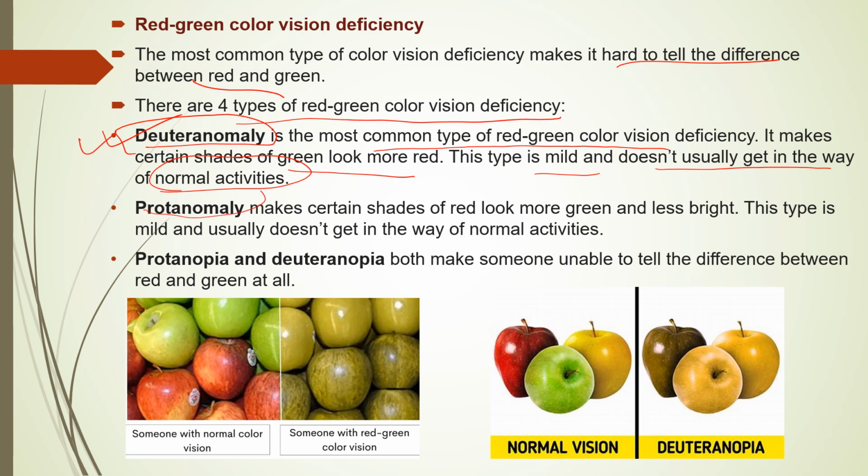Now, protanomaly, what is this? That makes certain shades of red look more green. Here, green is looking more red. Here, red is looking more green and less bright. So, this type is also mild and usually doesn't affect the normal activities.